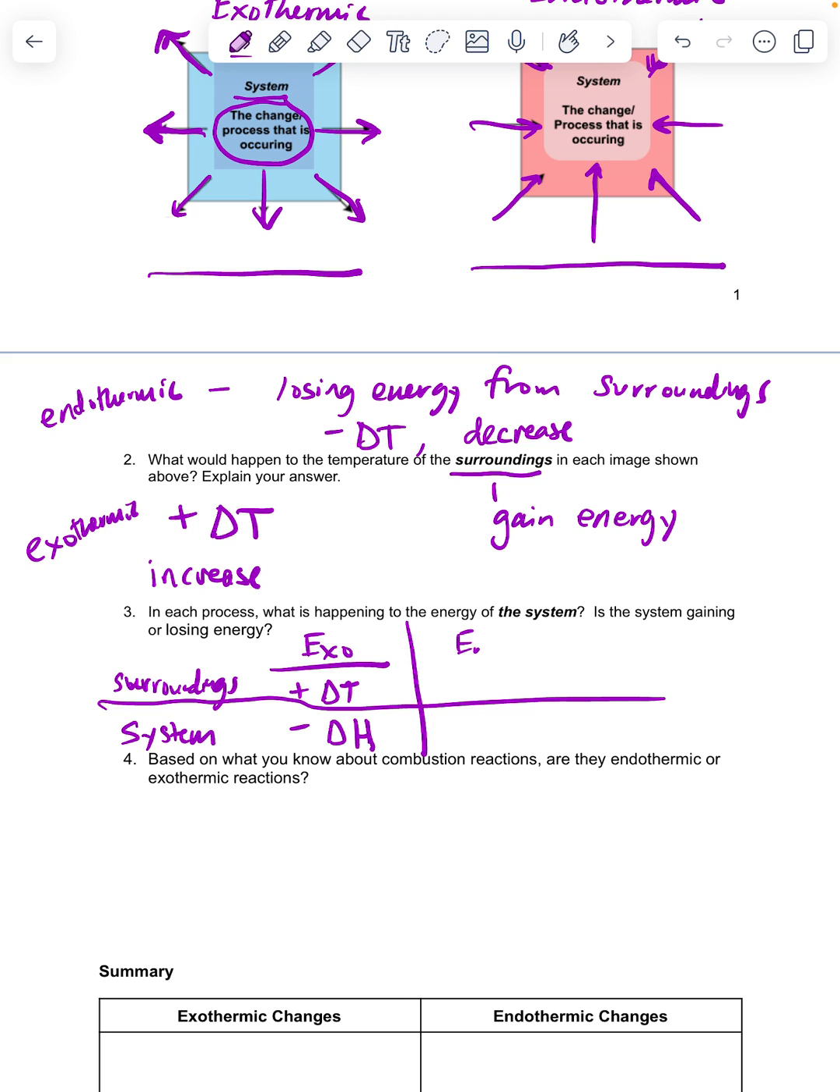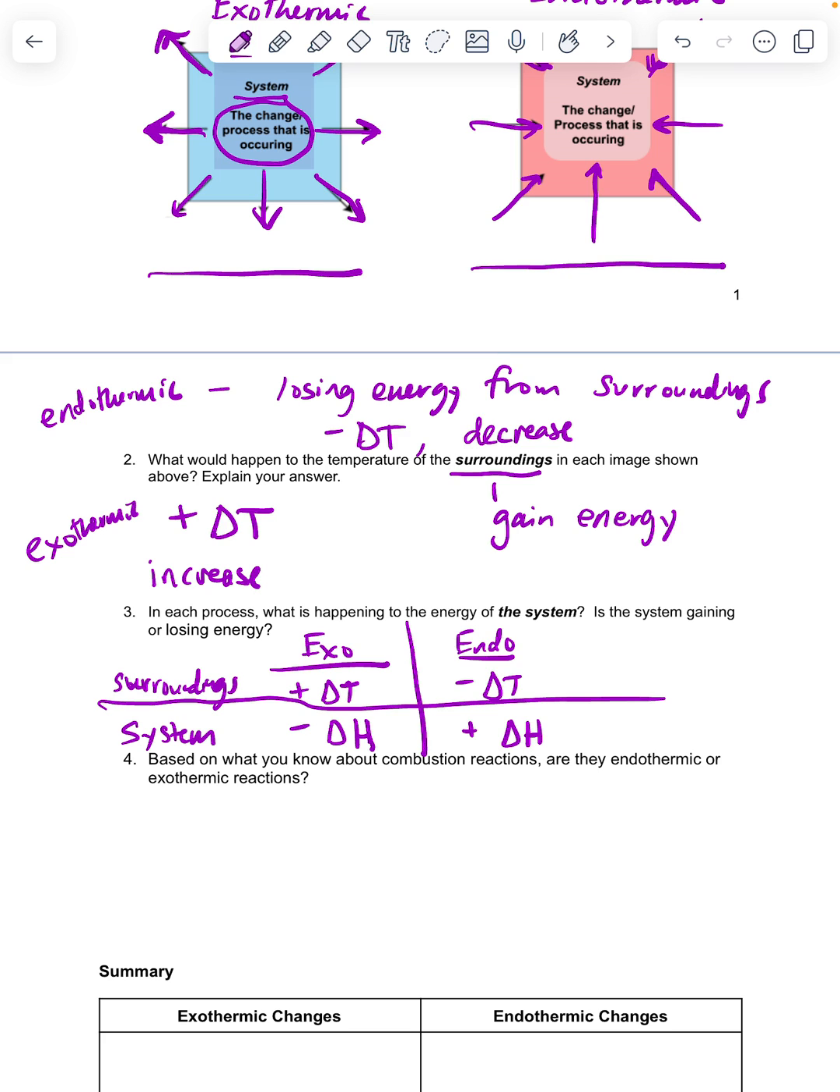If we do the same thing for endothermic, in endothermic reactions, we feel cold and our temperature will go down if we are part of the surroundings, because the energy is going into the system. So endo means into. Where does it go? It goes into the chemicals, into the system. So the chemicals and the system gain potential energy, and that has to come from somewhere. So that comes from the surroundings. So the signs will always be opposite for the system and the surroundings.